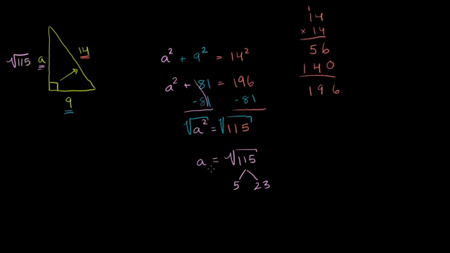Now, if you want to get a sense of roughly how large the square root of 115 is, if you think about it, the square root of 100 is equal to 10, and the square root of 121 is equal to 11. So this value right here is going to be someplace in between 10 and 11, which makes sense if you think about it visually.